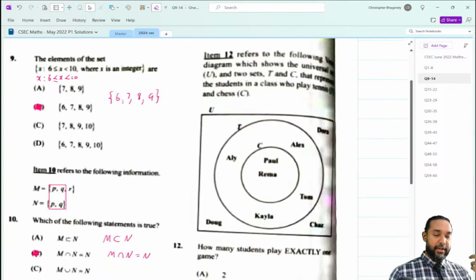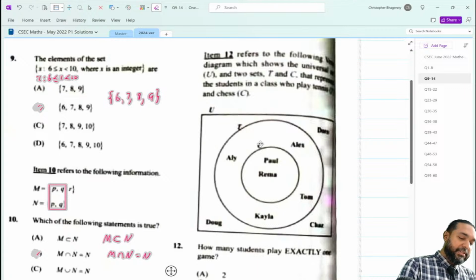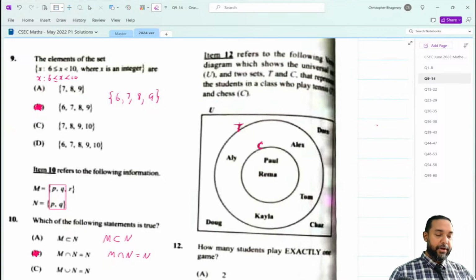Okay. All right. Number 12 is a little difficult to see, but it has the set C. C is the number of people who play chess. T is tennis, and then you have people outside, right? How many students play exactly one game, either chess or tennis? I'll say it again, chess or tennis.